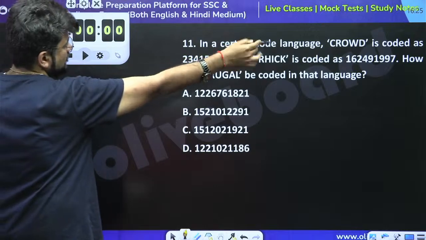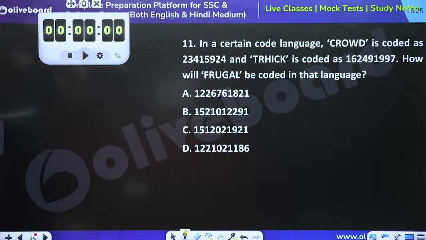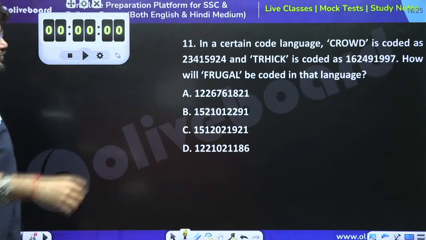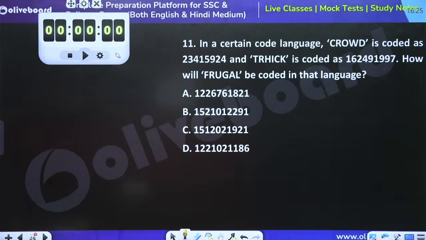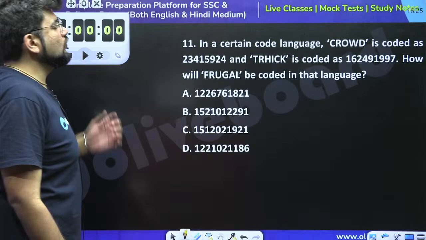Come on, let's solve this one. What is the code for frugal? The code for crowd is 234. Anybody who is giving me the answers? No one? Any attempt, any try? Okay. See, crowd is coded as this.